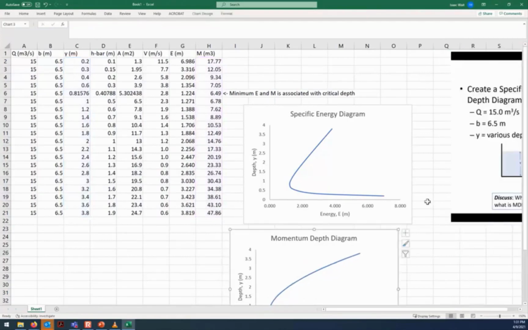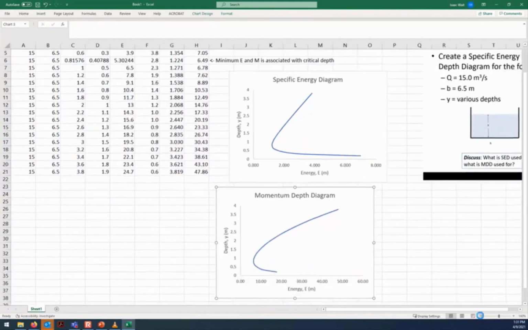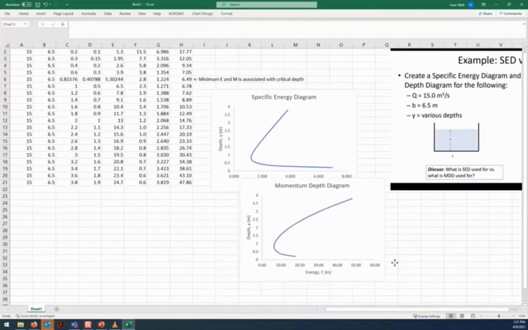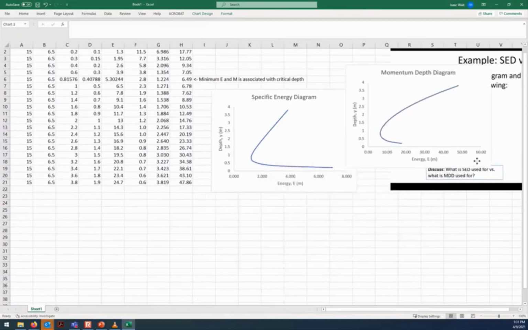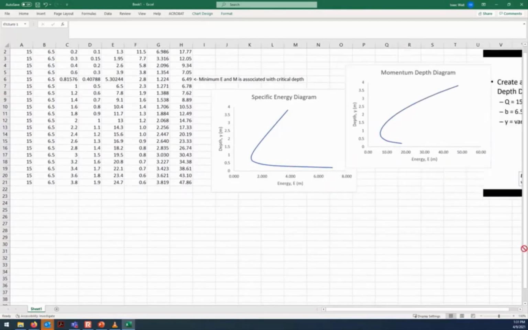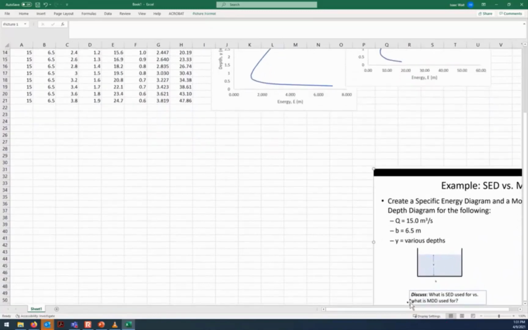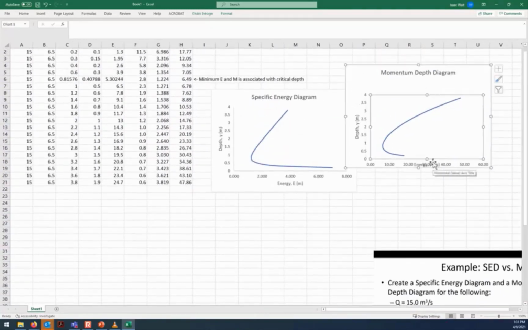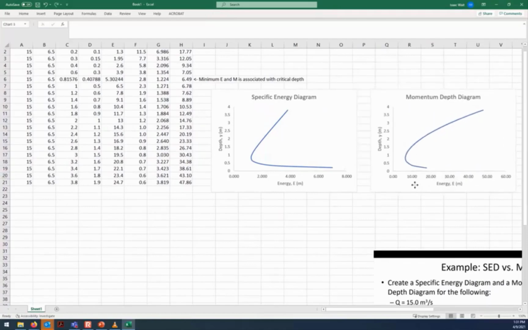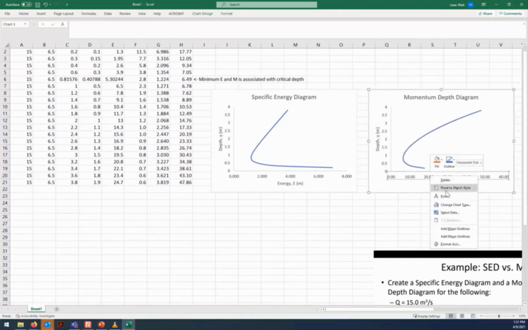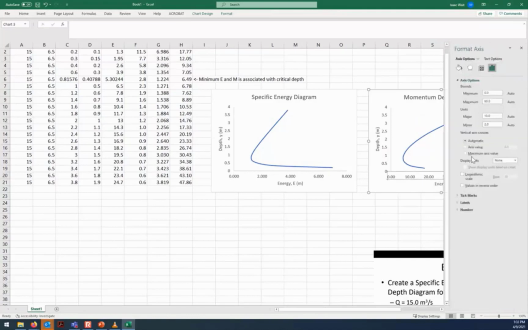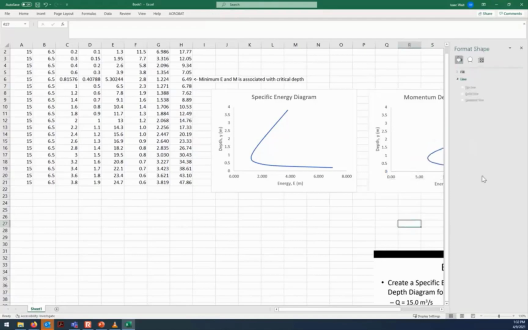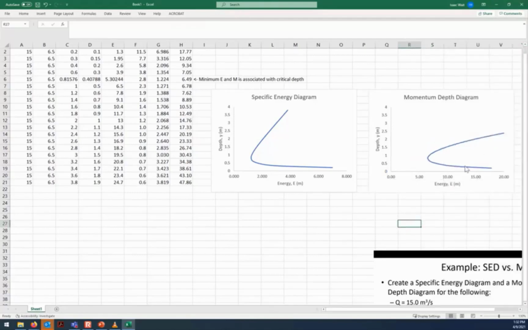And so the shape is a little bit different. Let me zoom out so you can see the shape of the momentum depth diagram. And I may need to change the extents of the figure. You know how it's kind of like going all the way out here to 50? It may be a more meaningful figure if I instead format the axis so it's only showing through a maximum of 20. And there we have our momentum depth diagram.